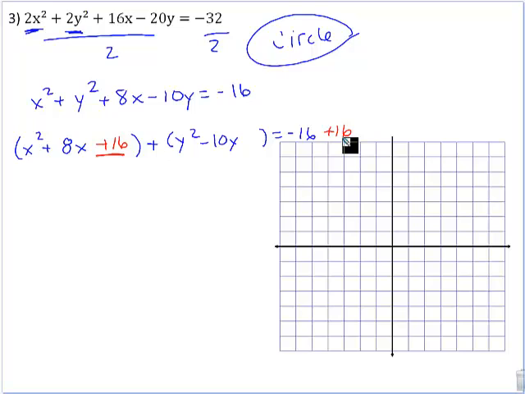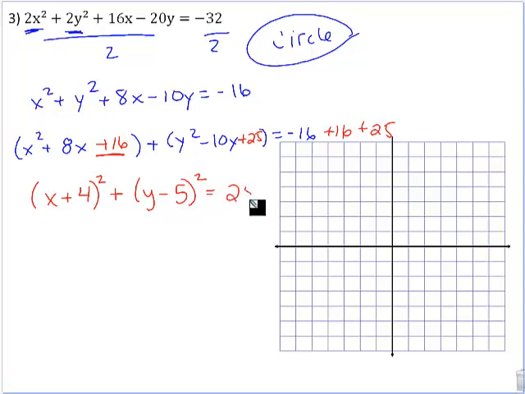Next one's 25, so we'd add 25. So what do we have? X plus 4 squared plus y minus 5 squared is equal to 25, because it's r squared.